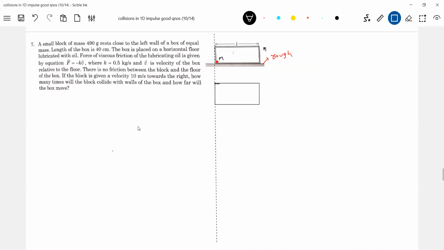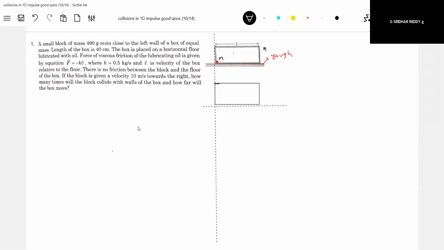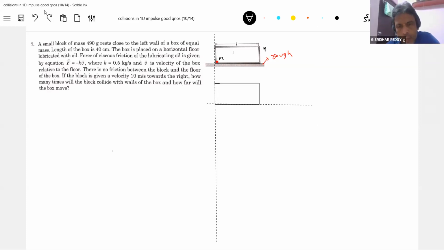No, first what will happen? There's a floor. The box will be there only, no? It will not move. Only the block will move, and the block will arrive here with a velocity u, and the box is still at rest. Now collision occurs. After collision, exchange of velocity occurs.